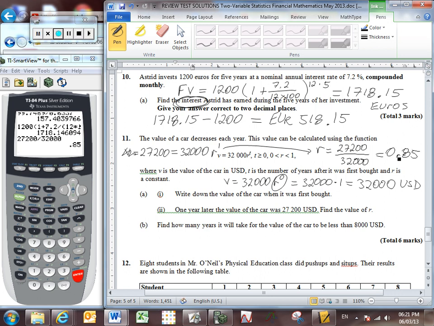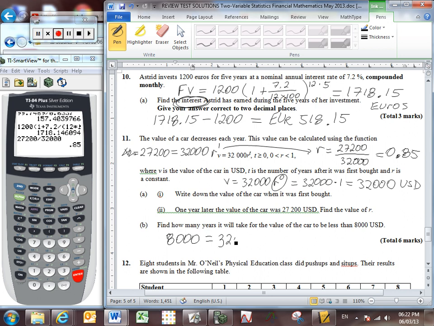So we had to multiply by 0.85 in order to get the value of the car the following year. That means that the car after 1 year is only worth 85% of what it was before, which must mean that it's losing 15% of its value each year as it depreciates. Now part B, find out how many years it will take for the value of the car to be less than 8,000. So let's find out when it reaches 8,000.